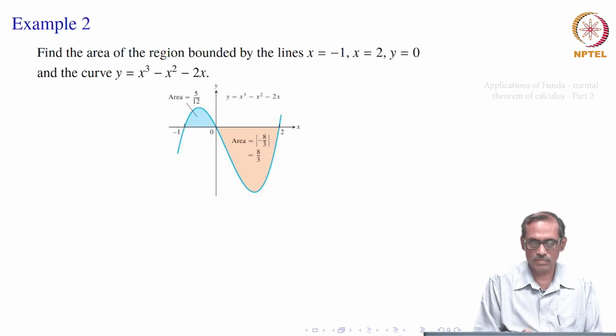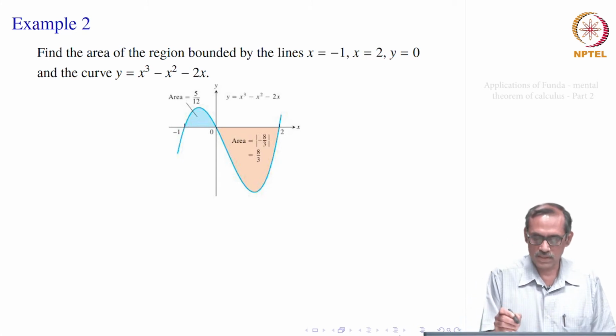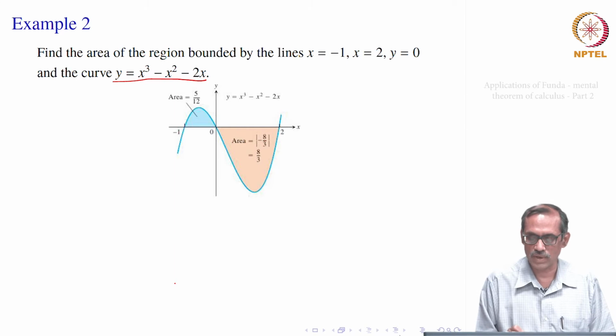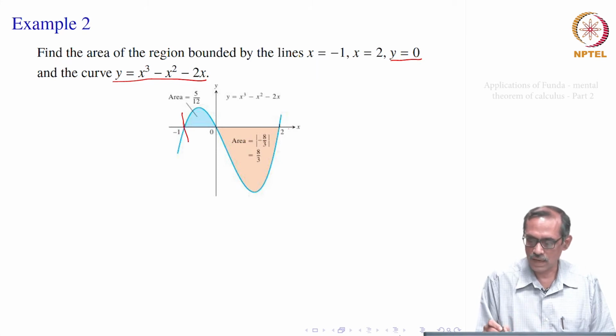So, let us go to the second example. Here it is a slightly different one, not exactly sin x, but something similar. y equal to x cubed minus x square minus 2x is the curve, and we want to find the region bounded by this curve, then the x axis, which is y equal to 0, and the lines x equal to minus 1 and x equal to 2.